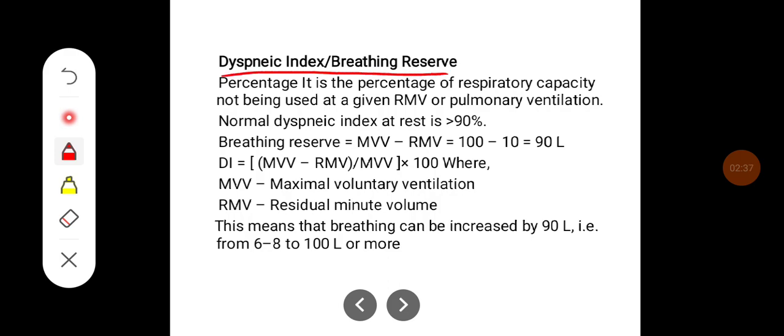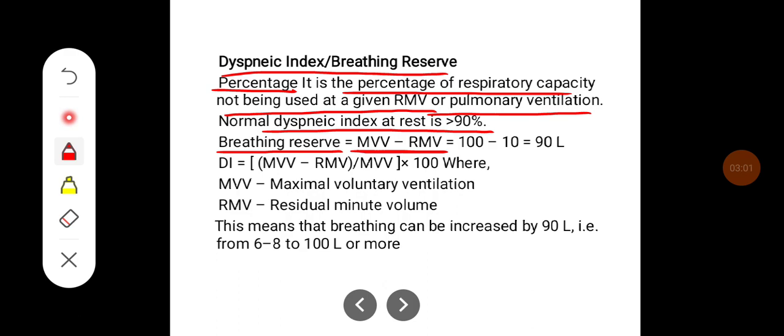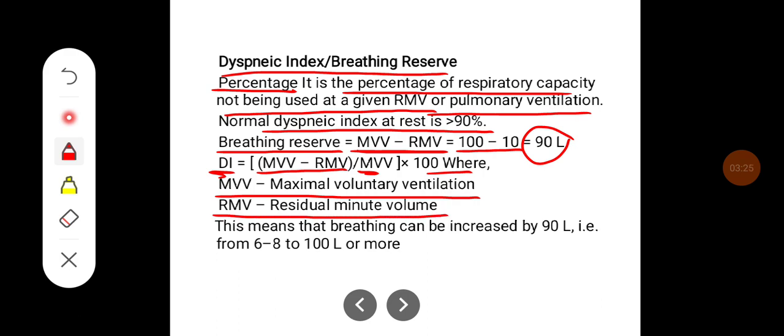Dyspneic index, or breathing reserve percentage. It is a percentage of respiratory capacity not being used at a given resting minute ventilation or pulmonary ventilation. The normal dyspneic index at rest is around 90%, and breathing reserve is nothing but the maximum voluntary ventilation minus resting minute ventilation, that is around 90 liters. Dyspneic index is calculated by the percentage of breathing reserve, that is breathing reserve divided by maximum voluntary ventilation times 100, where MVV is maximum voluntary ventilation and RMV is resting minute ventilation or minute volume. This means that breathing can be increased by 90 liters, that is from 6 to 8 liters to 100 liters or more.